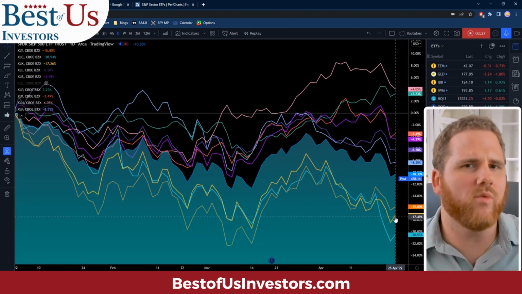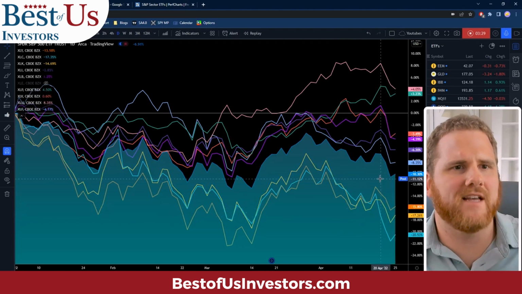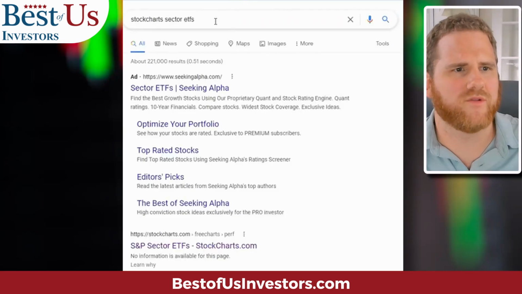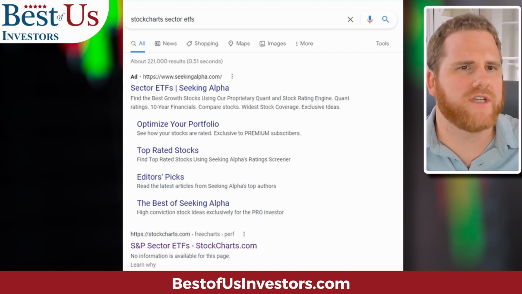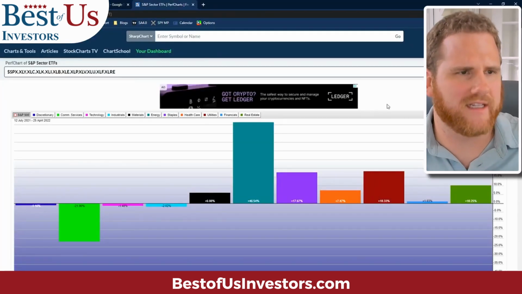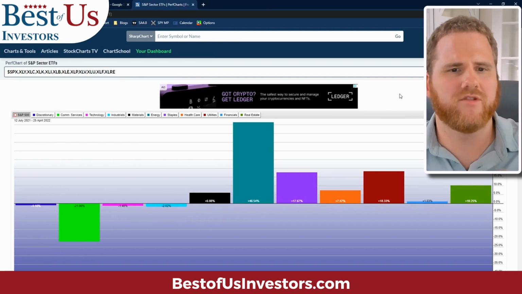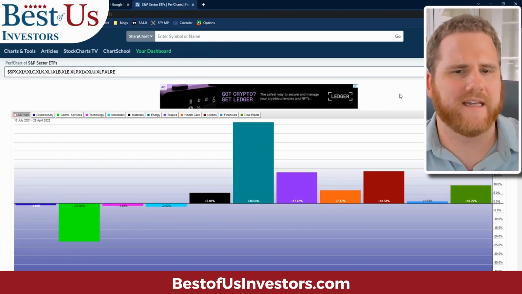There's an even better way to visualize this, and that's using a tool from stockcharts.com. If you want to find this tool, here's the best way to do it. Google "Stock Charts Sector ETFs." You're going to go down to this one where it says free charts, perf for performance charts, and it's going to take you to a page that looks like this. All right, so this right here is where we're going to really start to dig into this.